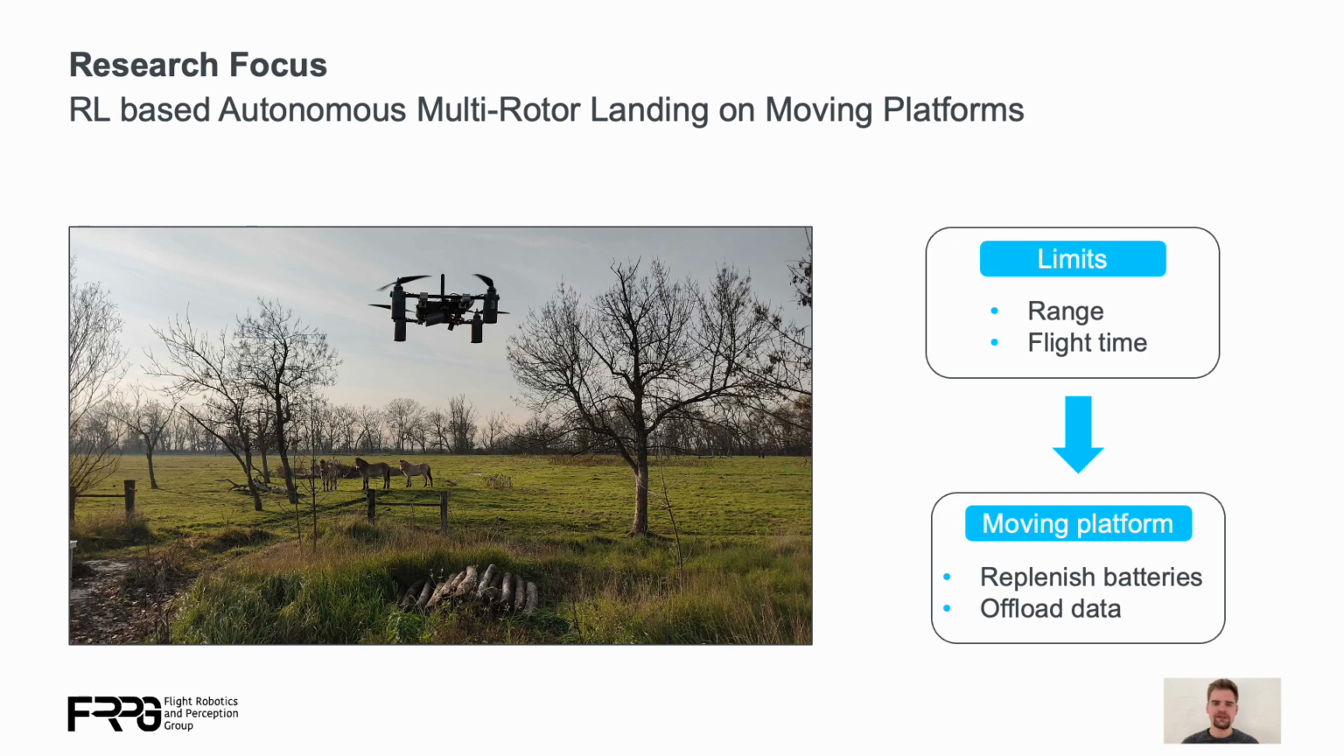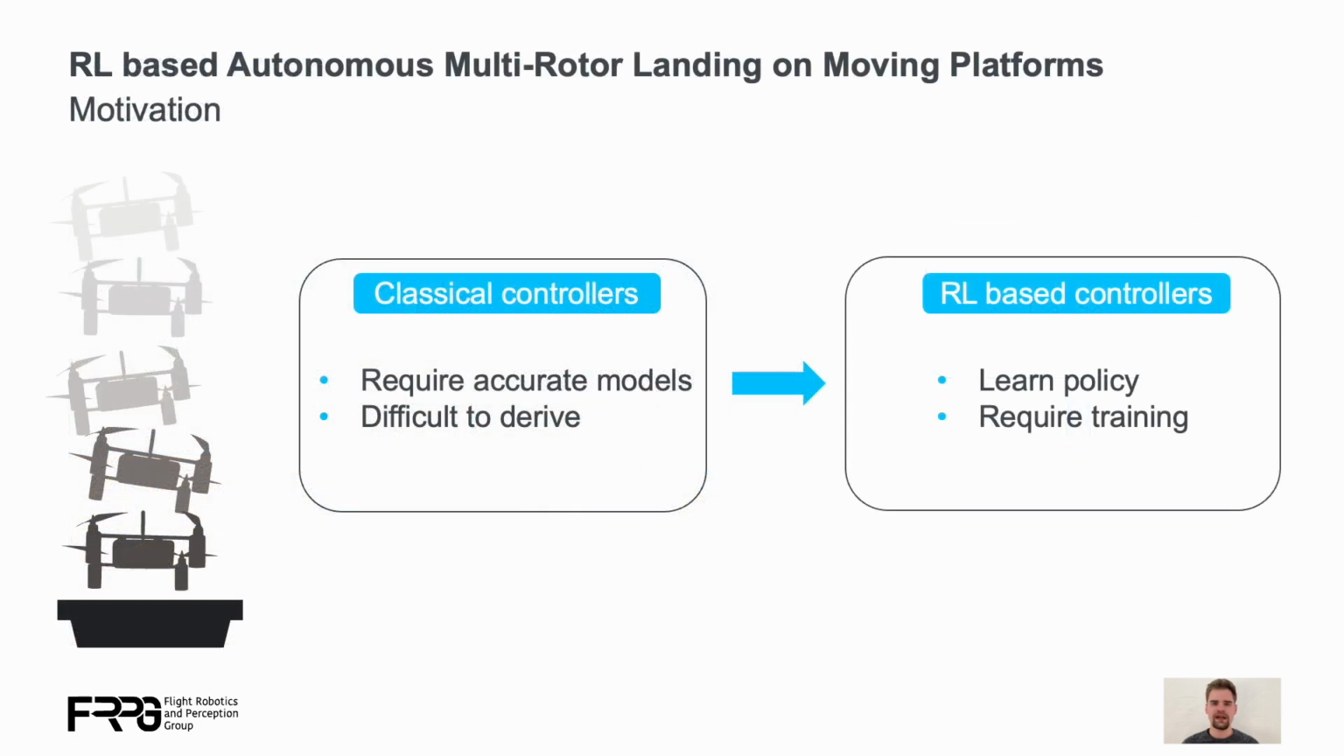One approach here is to enable the UAV to autonomously land on a moving carrier platform that provides equipment to replenish batteries and offload data. Classical controller design often requires accurate and complex models of the vehicle and the environment. Reinforcement learning provides an attractive alternative due to its ability to learn a suitable control policy exclusively from interaction with the environment during a training procedure.